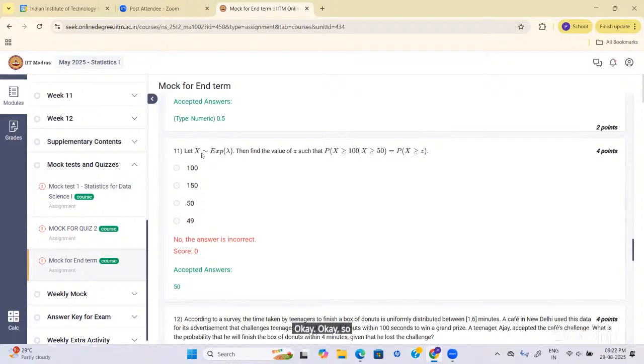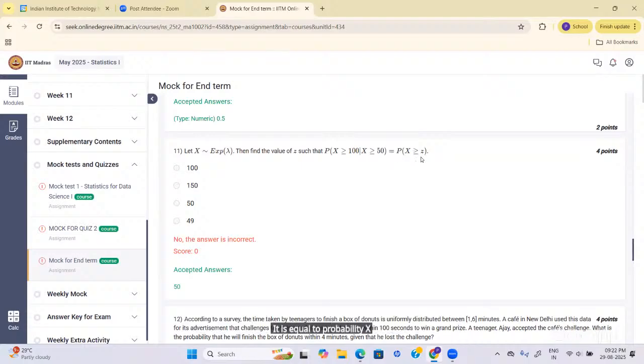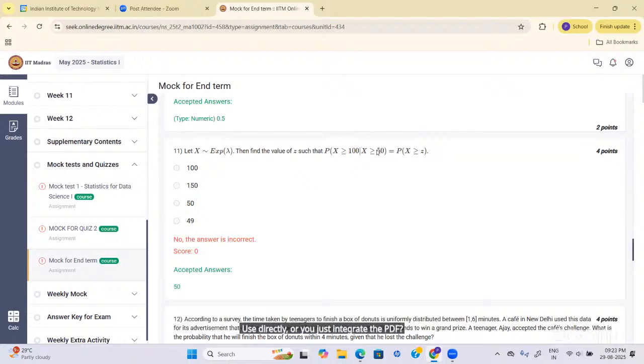Okay, so 11th question. Let X follow exponential with parameter lambda, then find the value of Z such that the probability X is greater than or equal to 100, given that X is greater than or equal to 50, is equal to the probability X is greater than or equal to Z. So you just have to use the CDF of the exponential distribution directly if you remember the formula, or you just integrate the PDF for calculating these probabilities.